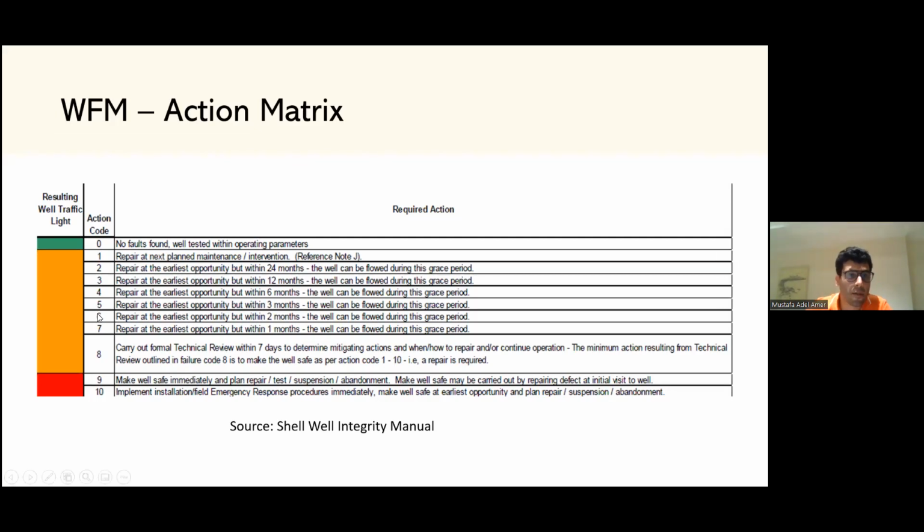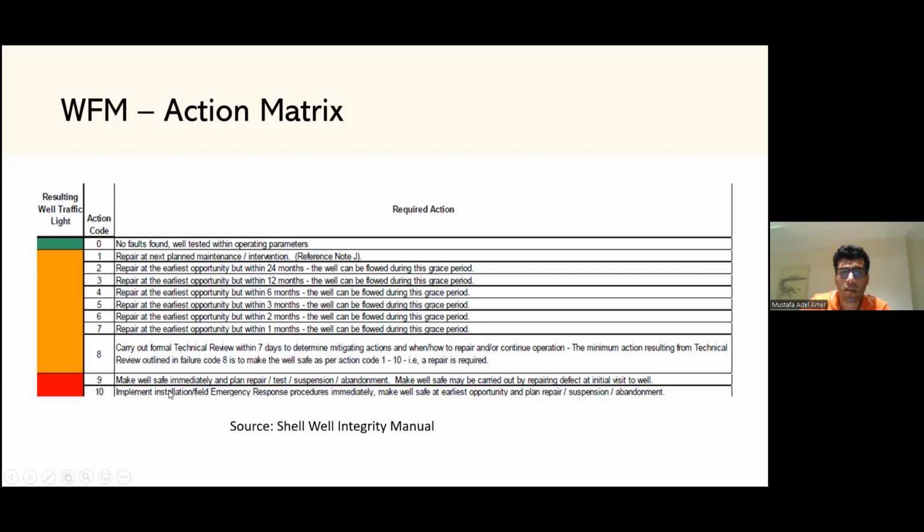For example, action code of 6, repair at the earliest opportunity, but within 2 months. And it gives the possibility for the well to flow. Okay, if you have a problem in the tubing to annulus communication in a low pressure oil well, you can give it action code 6 because you can fix it in 2 months. But if you have it in a gas well, maybe you give it action code 8 or 9. 8, you need to carry out a formal technical review within 7 days, and then you can fix the well at the earliest opportunity.